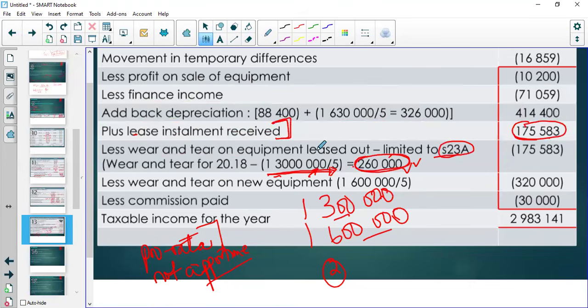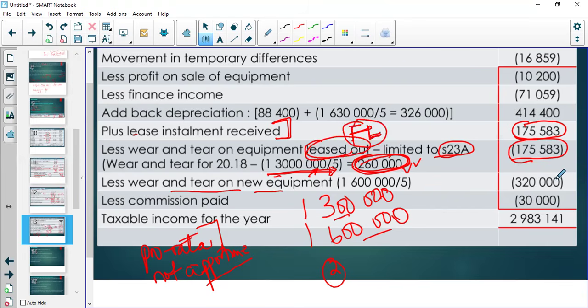So which one is the lower? You deduct the lease installment received. If the lease installment received was higher, then we would be allowed to deduct the 260. So we are not allowed to deduct more for that particular asset than we are receiving in that particular year. Right? So do pay attention to that. But for the new one, it's not being leased, so there's no problem. This is only for leased out assets in a finance lease. So we're not allowed to do that.